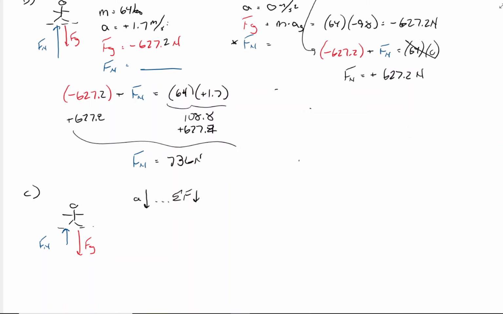Right? So I can set up my same equation here. I'm just going to simplify a little bit here. And I'm going to have that gravity, which is still downward at 627.2, plus my normal force is equal to my same mass. But now we have a downward acceleration of 1.7. Here's where the sign comes into play again. Negative 1.7, which means on the right side, we actually have negative 108.8.